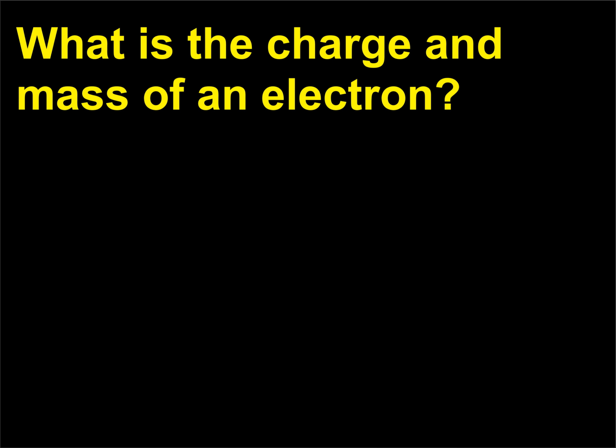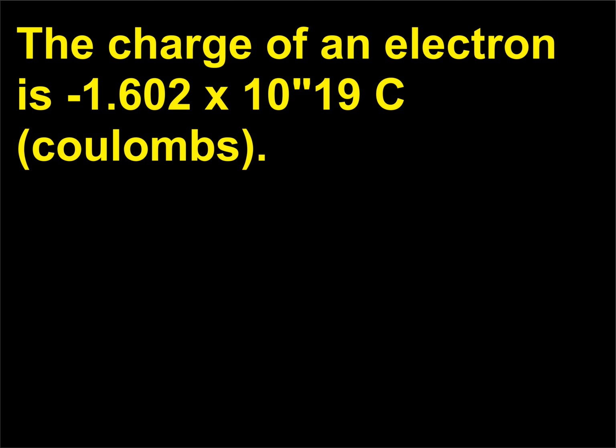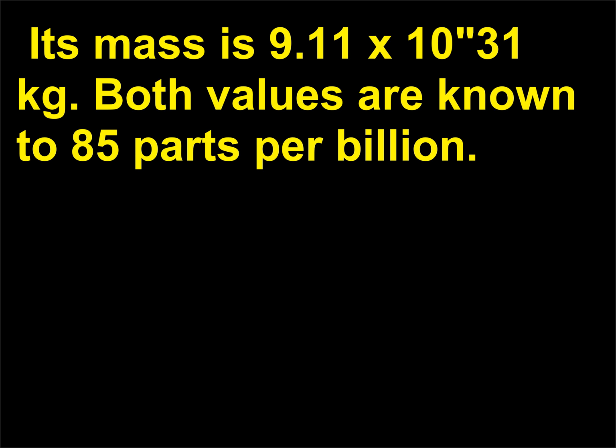What is the charge and mass of an electron? The charge of an electron is -1.602 x 10^-19 C, coulombs. Its mass is 9.11 x 10^-31 kg. Both values are known to 85 parts per billion.